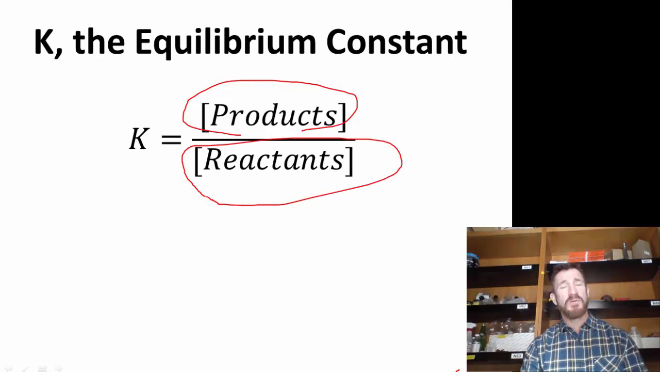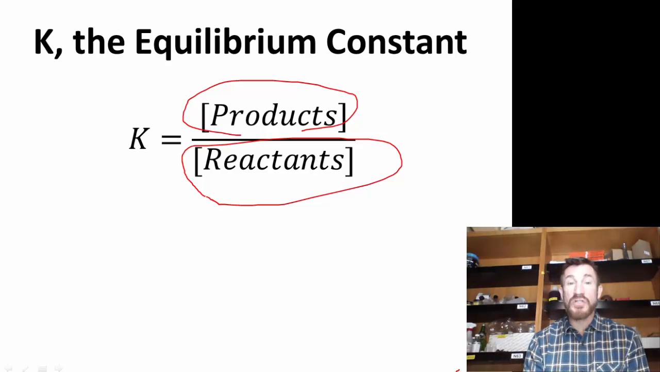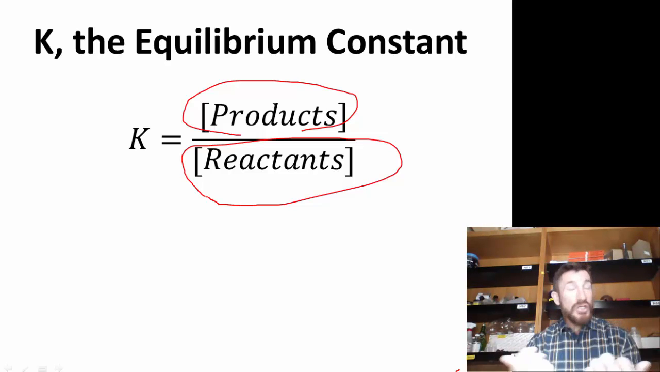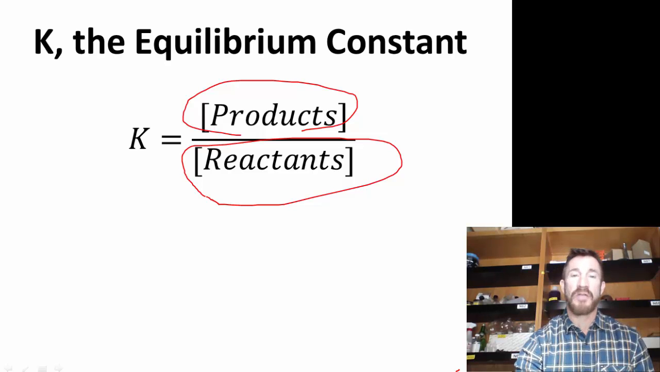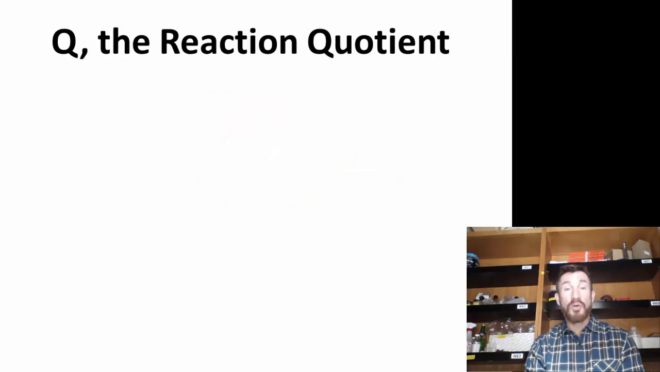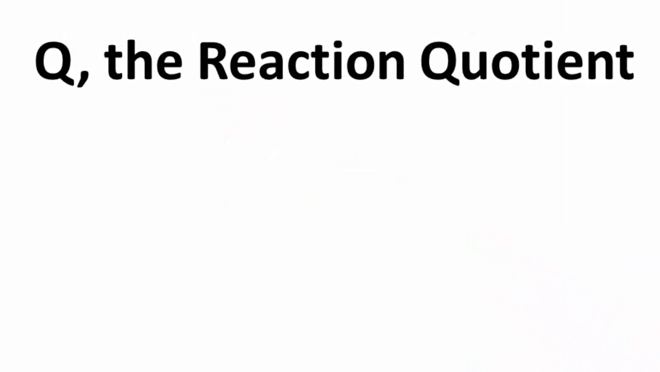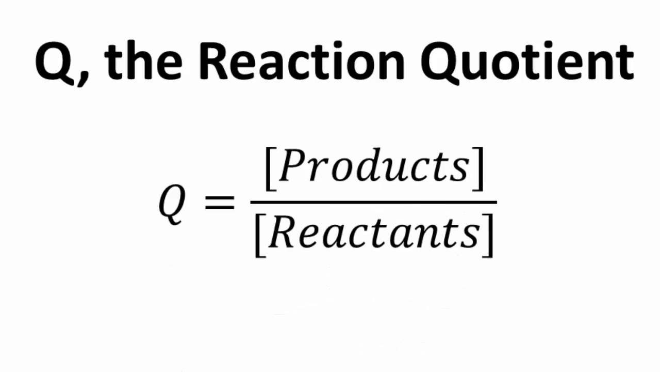Now, how does this apply? Well, what we're going to do is look at some situations where the reaction system is actually not at equilibrium. And we don't call that K, we have a different letter for that. So we call that Q. Q is the reaction quotient. Now, how do you calculate that? Well, exactly the same way. Q is equal to the concentration of products over the concentration of reactants.